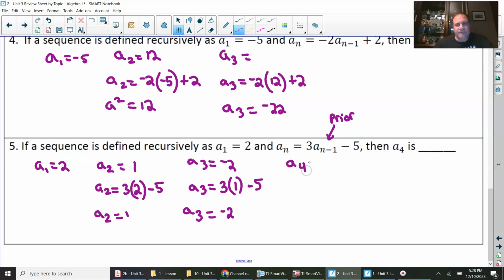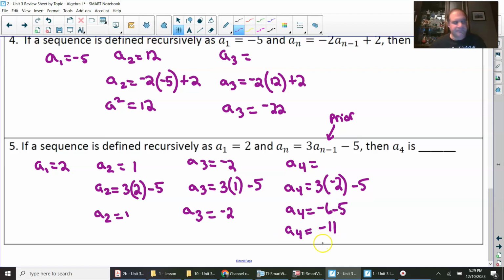A sub 4 is going to be your answer. A sub 4 equals 3 times a sub 4 minus 1. 4 minus 1 is a sub 3. This becomes a sub 3. That's negative 2. That's the prior term. Minus 5. A sub 4 equals negative 6 minus 5. A sub 4 is negative 11. Negative 11 is the final answer. That's a lot of fun.